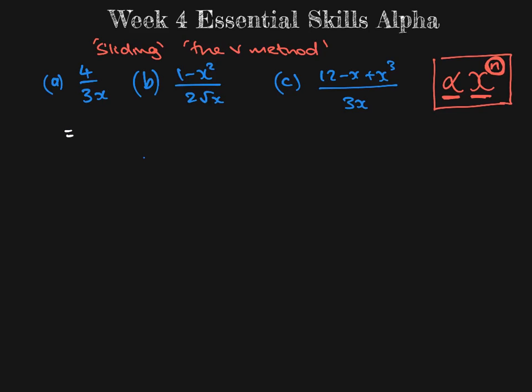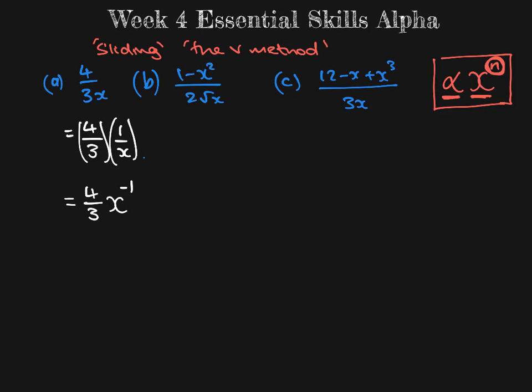4 over 3x, using the sliding method, which is where we slide all the numbers over to the left and slide all the x's over to the right, is 4 times 1 on the top, 3 times x on the bottom, but with the numbers on the left and the x parts on the right. So the number here, the alpha, is 4/3, and then there's our x, and the power on it is -1.